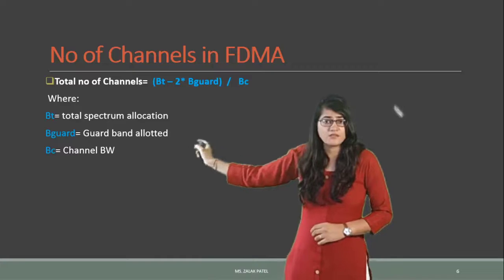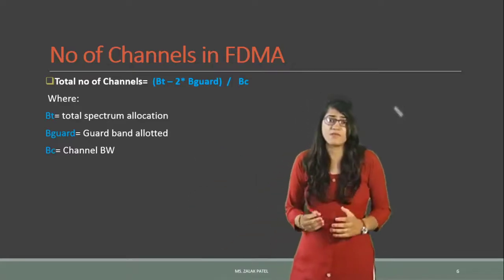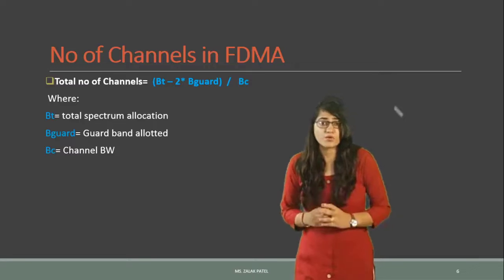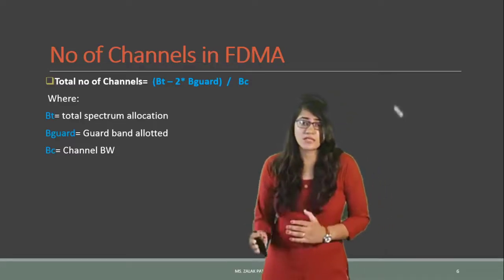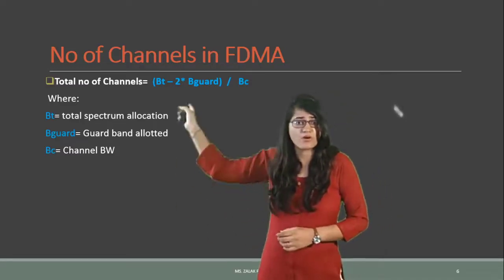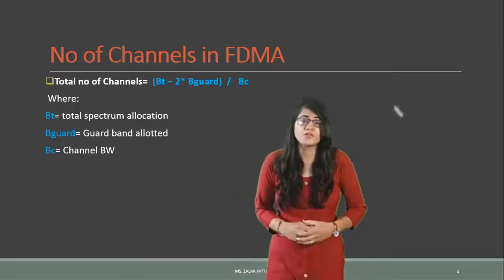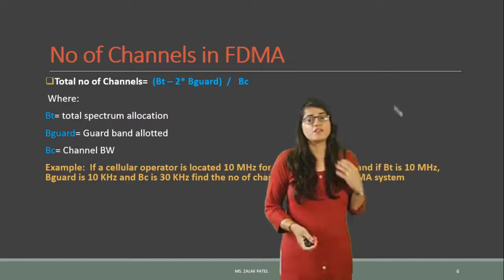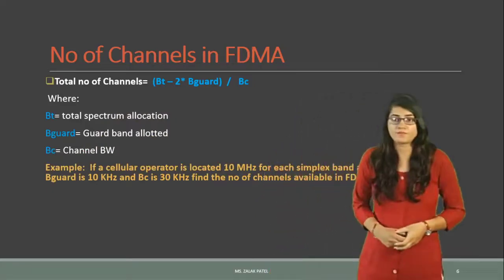So you can get the number of channels or channel bandwidth allotted to a user. For this case, please note that the individual user uses an individual set of frequencies. So according to it, you should find out the total number of channels. Now let's take one small example related to it.